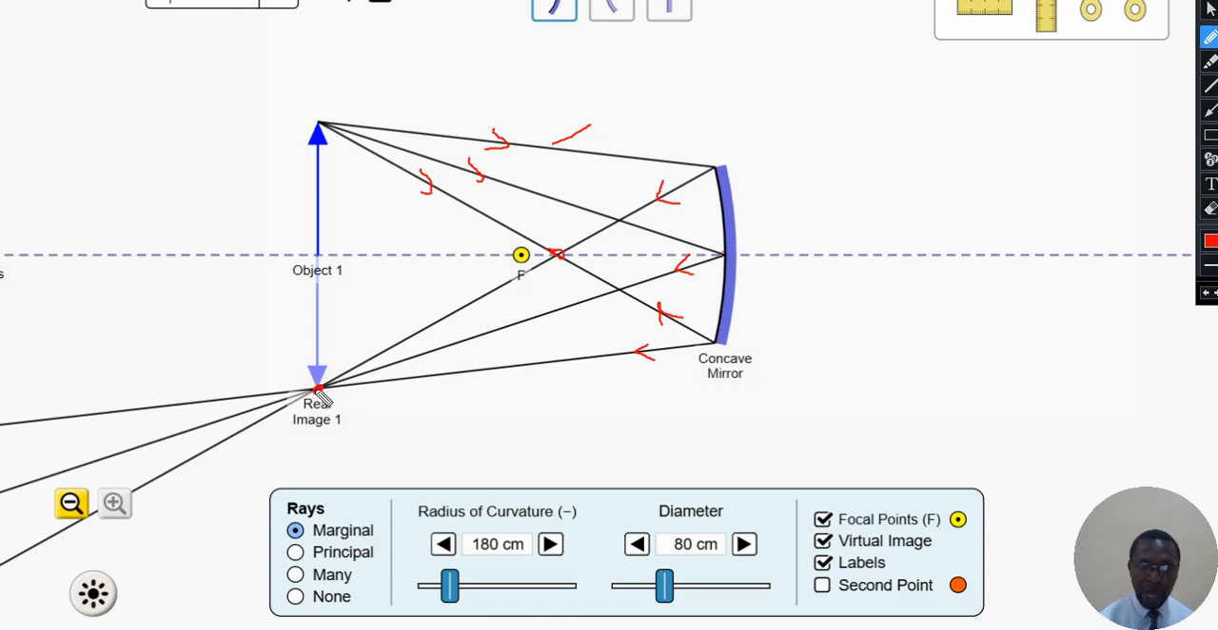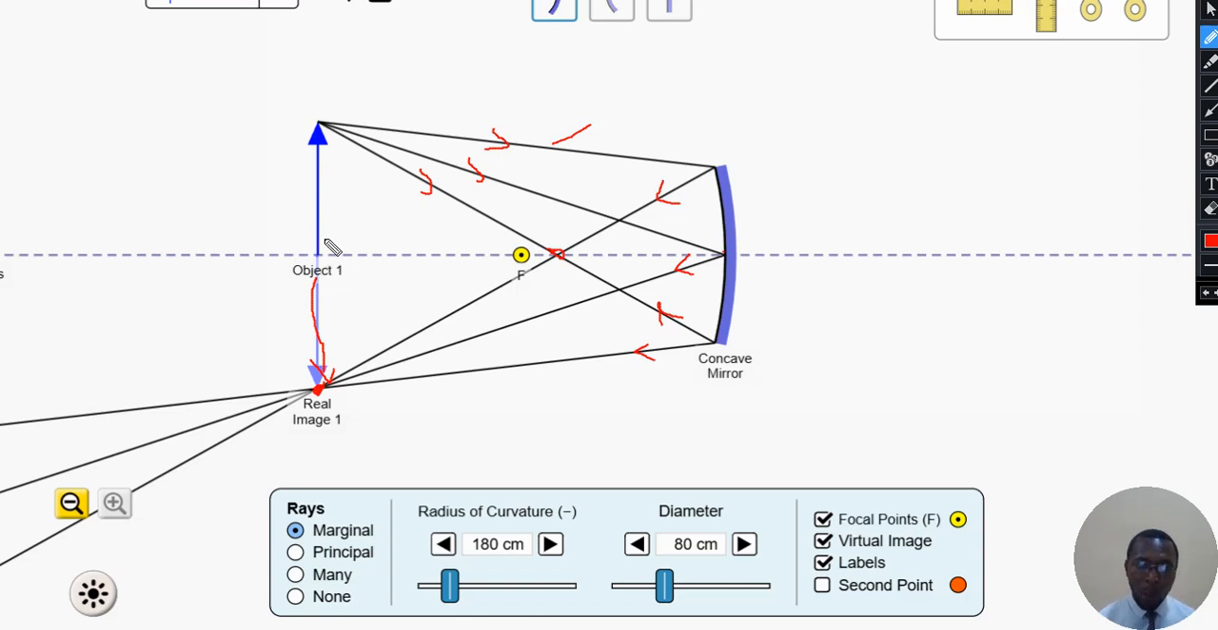This is where the image is formed. You can see that the image formed is inverted. You can see it is upside down. That is the image formed. It's not just upside down, it's also the same size as the object.